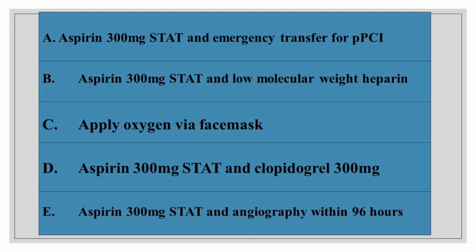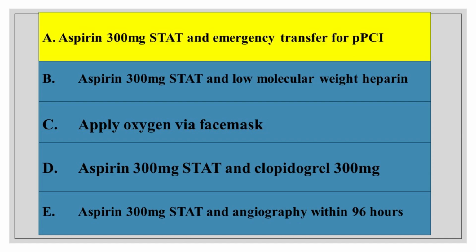Options are A. Aspirin 300 mg stat and emergency transfer for primary PCI center. B. Aspirin 300 mg stat and low molecular weight heparin. C. Aspirin 300 mg stat and fibrinolysis. D. Aspirin 300 mg stat and clopidogrel 300 mg. E. Aspirin 300 mg stat and angiography within 96 hours. Answer is A.